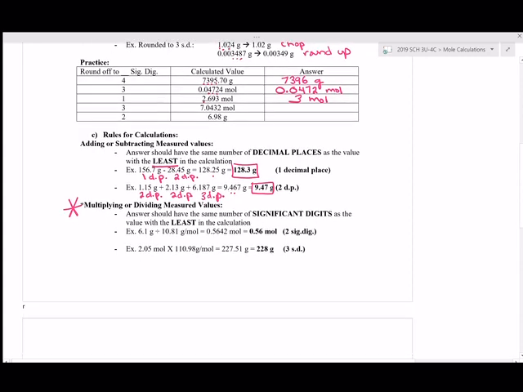So multiplying and dividing is what you really want to focus your attention on. So now we are worried about significant digits. So here's a practice problem. Try this. 6.1 grams divided by 10.81 grams per mole. There's a unit you won't be quite familiar with just yet.